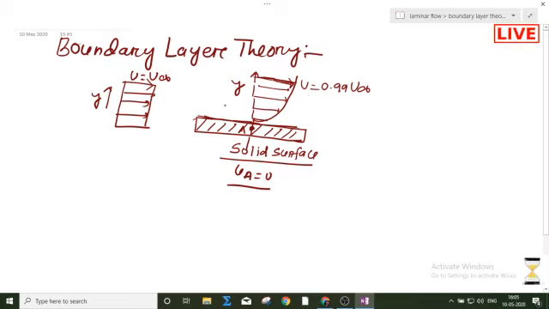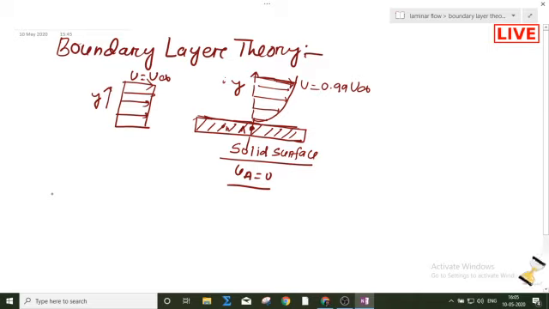Suppose I am choosing another point B. There also I will find a point where the velocity will be equal to the free stream velocity. If you join all these points, a line will be formed. That line is called the boundary layer line. Now this one is a velocity gradient. As I move away gradually from the wall, the velocity increases gradually in the perpendicular direction.